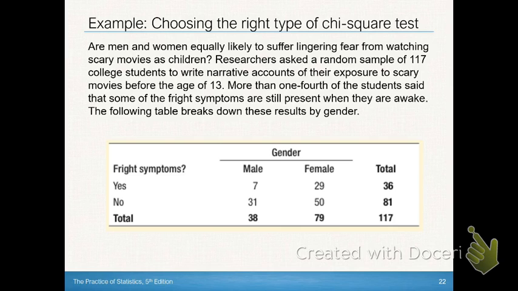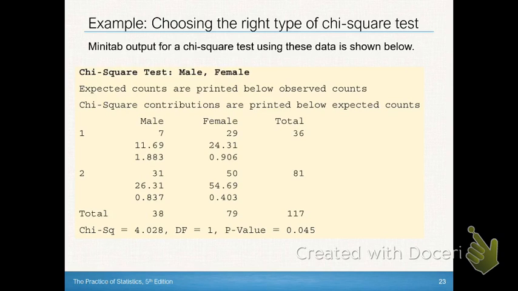So here's our example. We have a group of people split into male and female, and whether or not they showed fright symptoms while watching a scary movie. Now, in terms of the calculator commands that you learned in your last section of notes, where you take the observed counts and put them into matrix A, you're doing the exact same thing here. So all of the mechanics are the same. This is computer output. So within the computer output, you can see the observed counts and the expected counts.